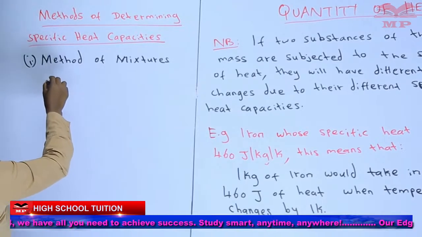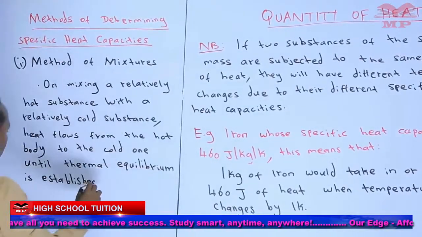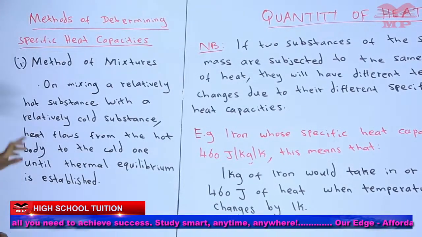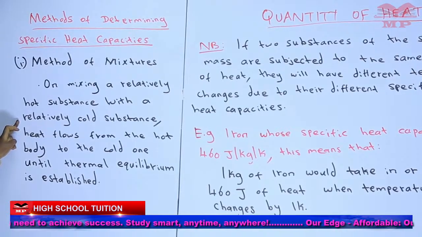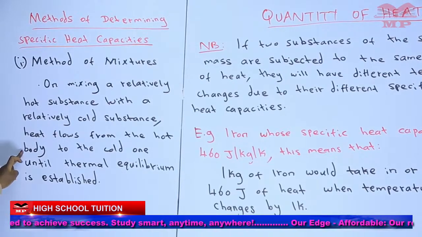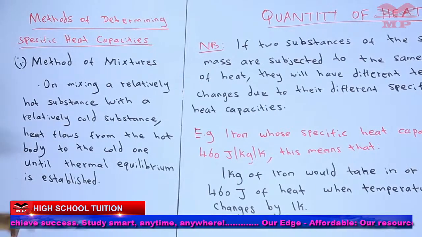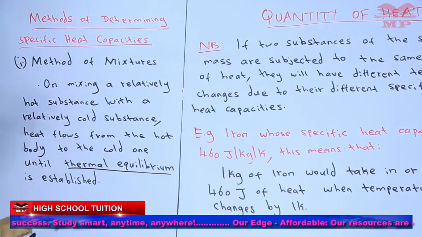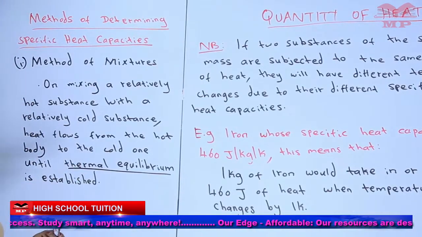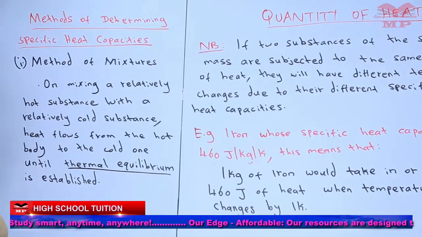So on mixing, we are saying on mixing a relatively hot substance with a relatively cold substance, heat flows from the hot body or from the hot substance to the cold one until thermal equilibrium is established. So at thermal equilibrium, there is no net heat flow because the two substances will have achieved the same temperature.